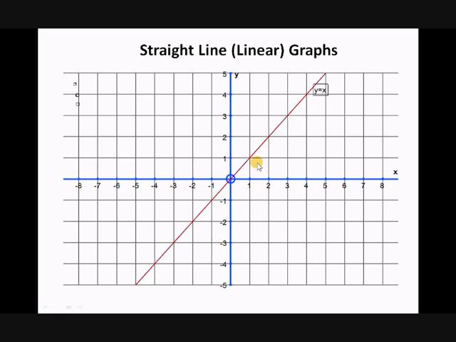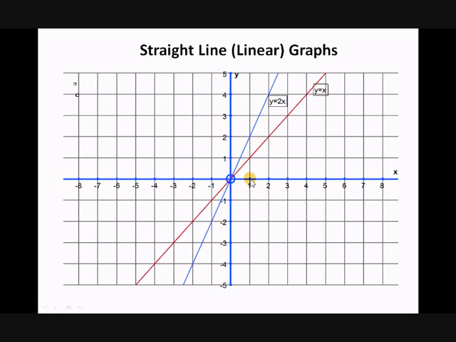And we can see that that goes 1 along to 1 up. Anywhere we look at it, 1 along, 1 up. Let's have a look at another one. This is y equals 2x. So what that means is everywhere on the line y equals 2x, the y coordinate is twice the x coordinate.